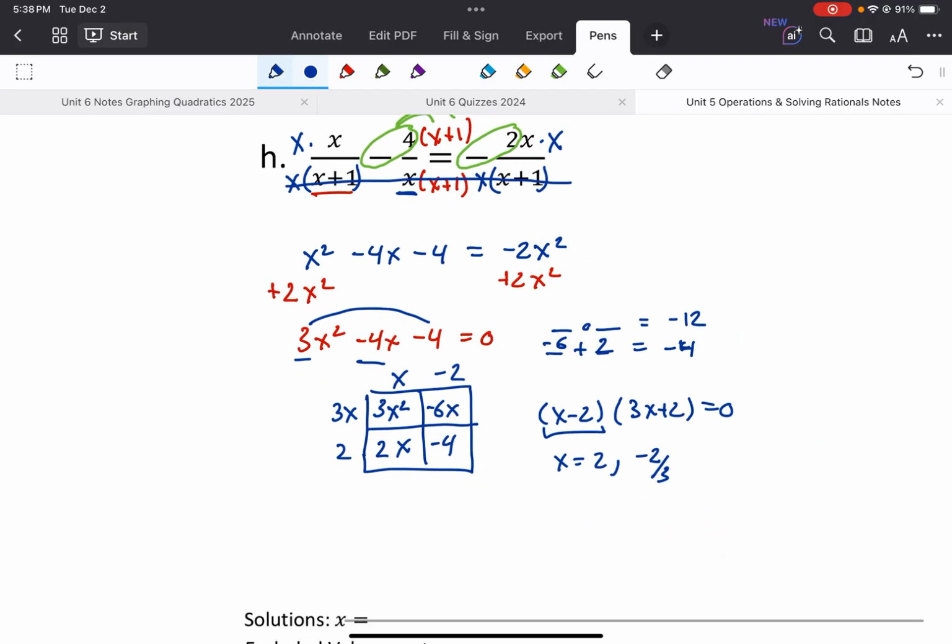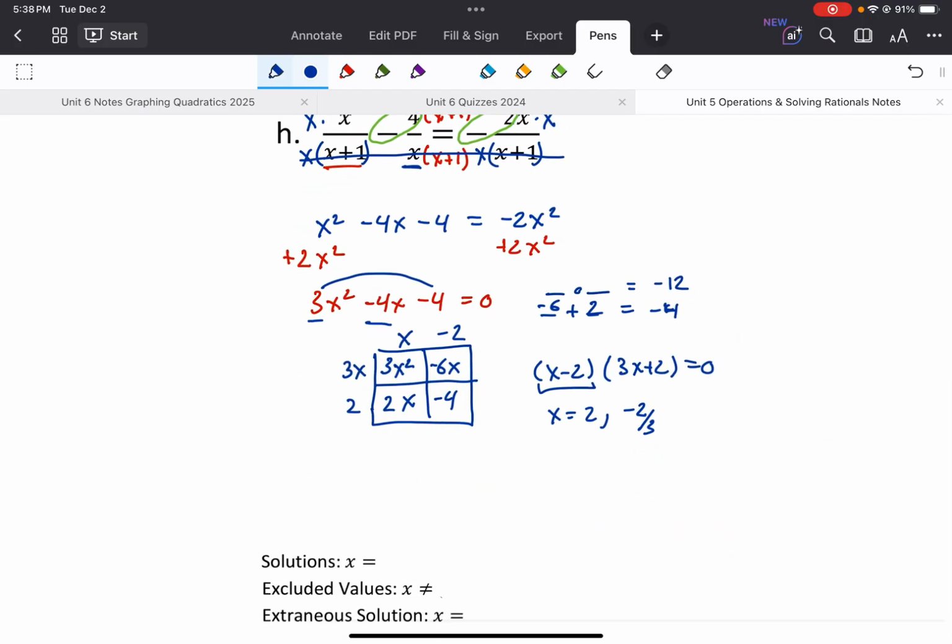Let's see if we have any excluded values. So let me just write those other ones down really quick. Excluded values, x can't be 0 or negative 1. And so there's no matching. None of the excluded values are our solutions, so we'll have another D and E.